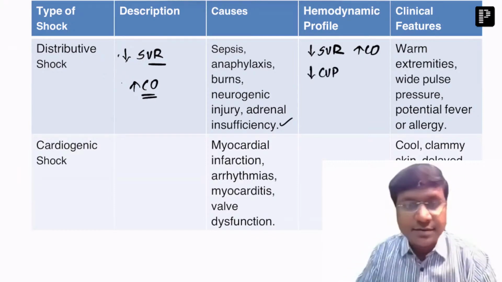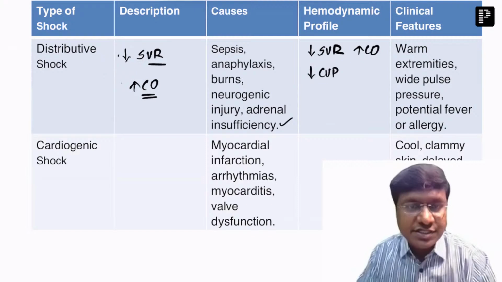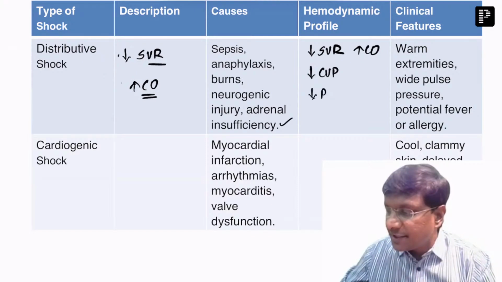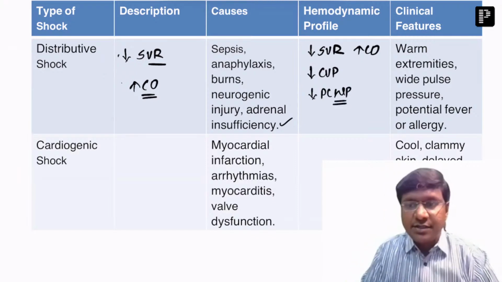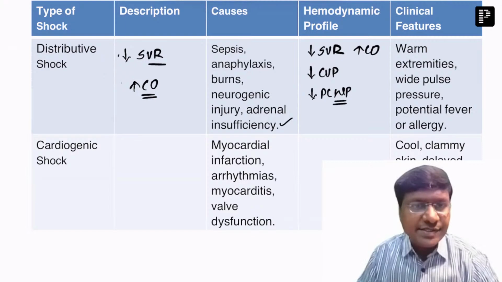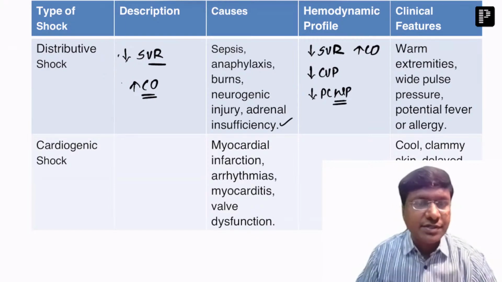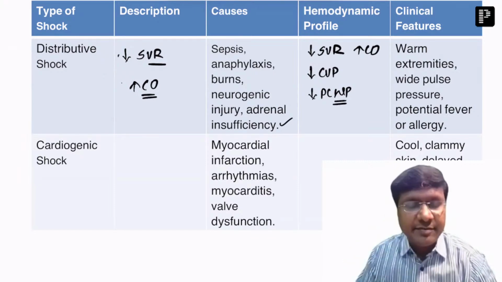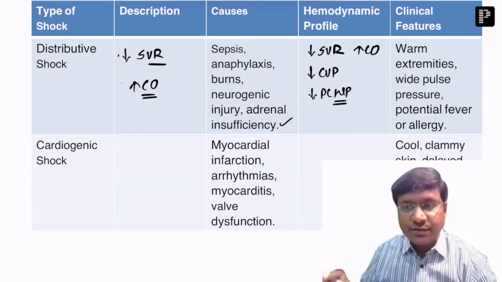And there will be decrease in the central venous pressure because the preload is being reduced. And there will also be decrease in pulmonary capillary wedge pressure. What could be the reason for decrease in pulmonary capillary wedge pressure? That is because of decrease in your systemic vascular resistance. There is vasodilatation basically. So that is the reason why there will be decrease in pulmonary capillary wedge pressure here. So this is about the story in case of distributive shock.